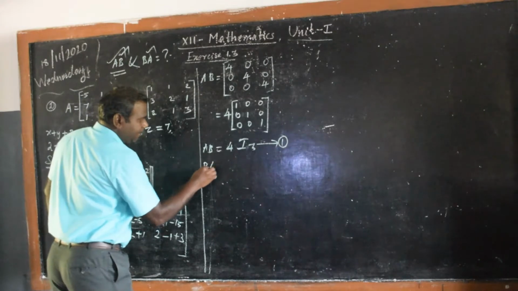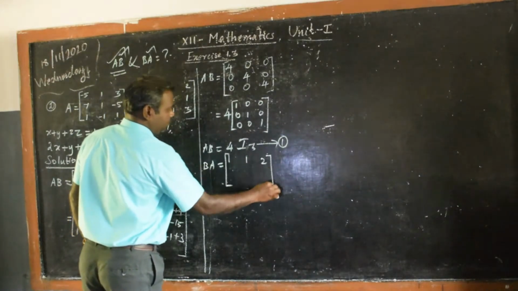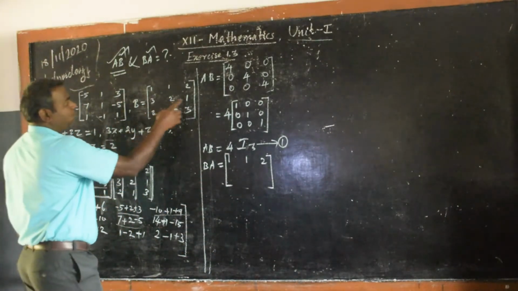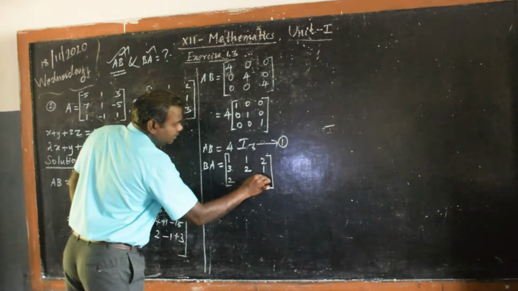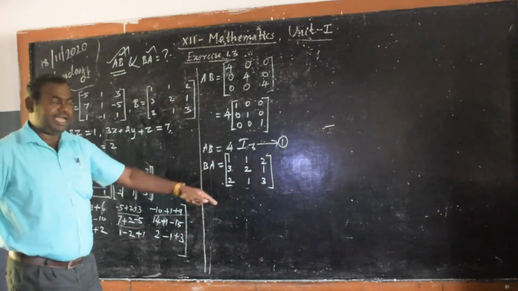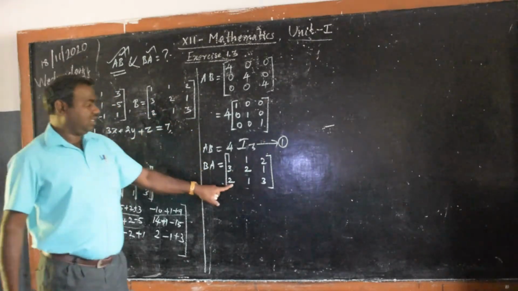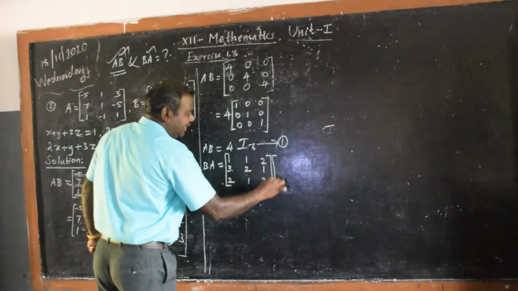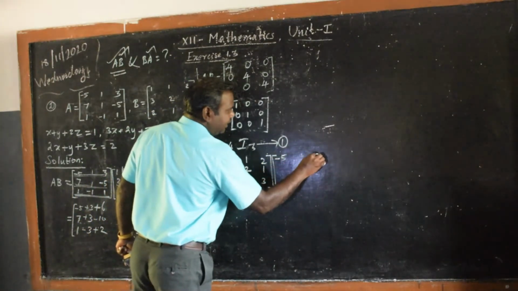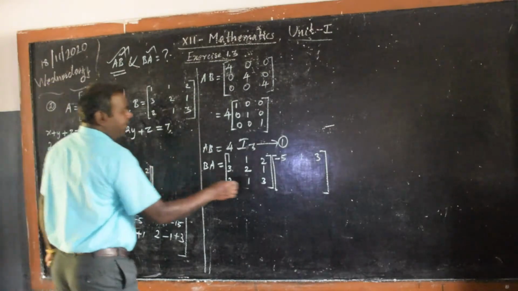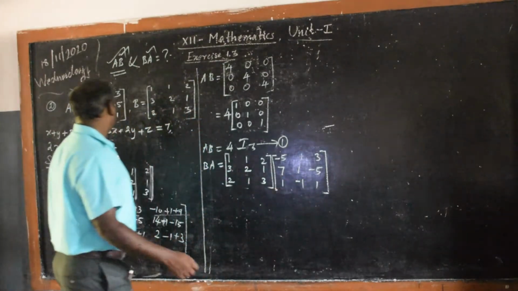So BA equals B into A. B is the matrix with rows 1, 1, 2; 3, 2, 1; 2, 1, 3, into A, which has rows minus 5, 1, 3; 7, 1, minus 5; 1, minus 1, 1.